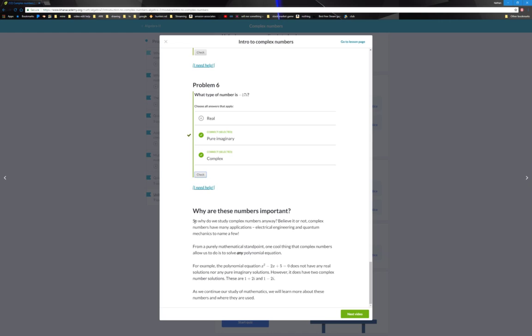Why are these numbers so important? So why do we study complex numbers anyway? Believe it or not, complex numbers have many applications. Electrical engineering and quantum mechanics are just a couple. From a purely mathematical standpoint, one cool thing about complex numbers is it allows us to solve any polynomial equation. For example, the polynomial equation x squared minus 2x plus 5 equals 0 does not have any real number solutions, nor any pure imaginary number solutions. However, it does have two complex number solutions, and these are 1 plus 2i and 1 minus 2i. As we continue our study of mathematics, we will learn more about these numbers and where they are used.